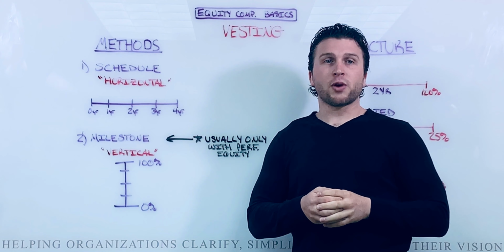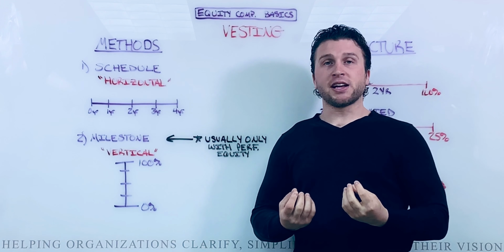The second type of vesting that we see is milestone vesting. Now, milestone vesting is largely relegated to performance shares, where you're going to utilize that vesting requirement or that vesting percentage as a multiplier of your total grant based on some performance metric.